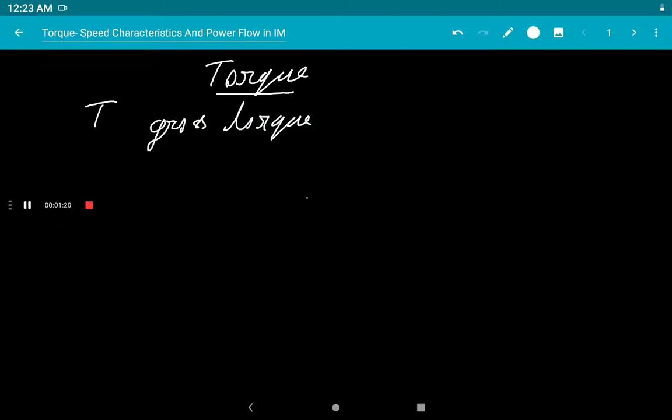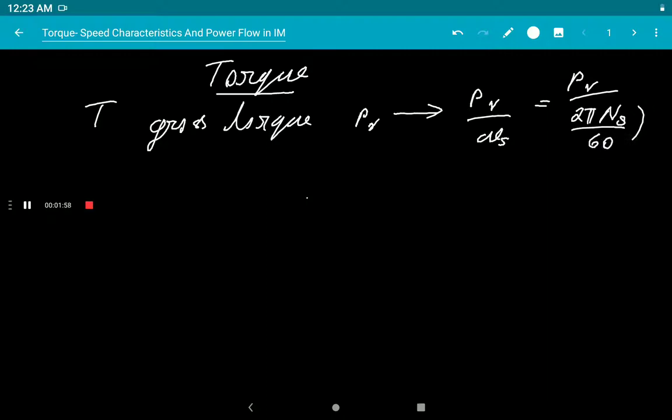Gross torque due to rotor input power PR. Gross torque can be represented as PR by omega S, where omega S is the angular velocity at synchronous speed and PR is the rotor input power. Then gross torque is that power divided by angular velocity, so we can write PR divided by omega S, which is 2 pi Ns by 60. That is, rotor power divided by 2 pi Ns by 60.